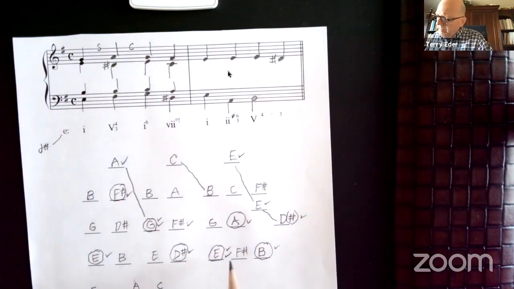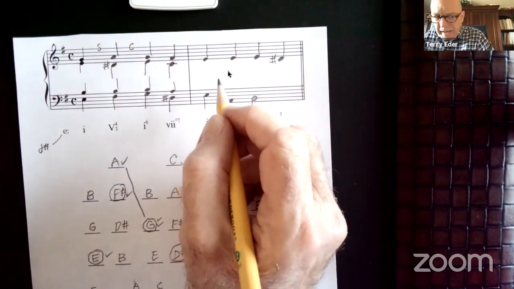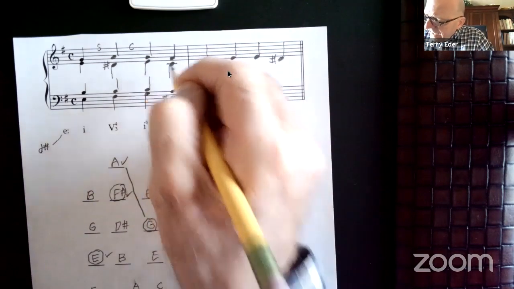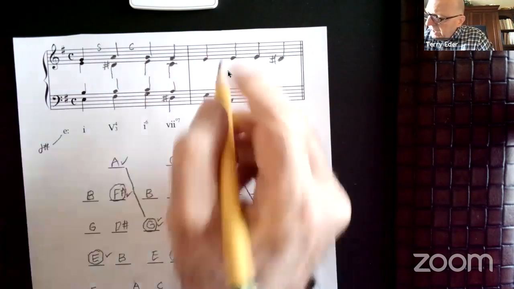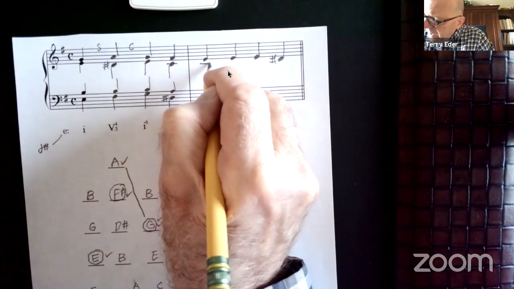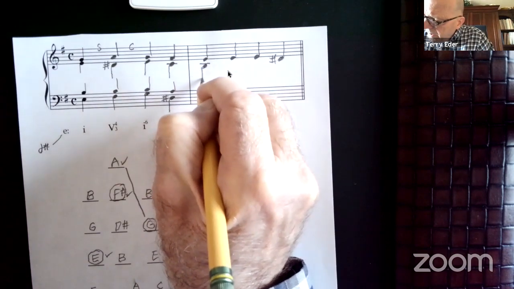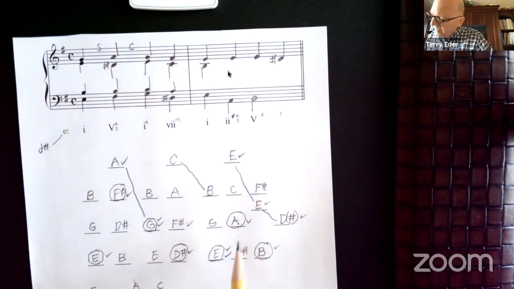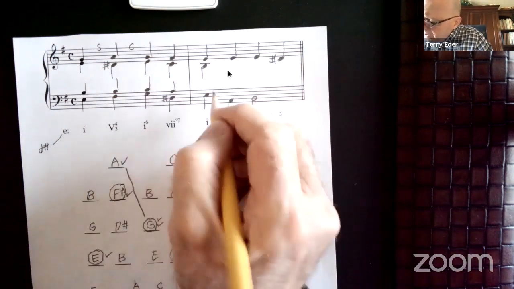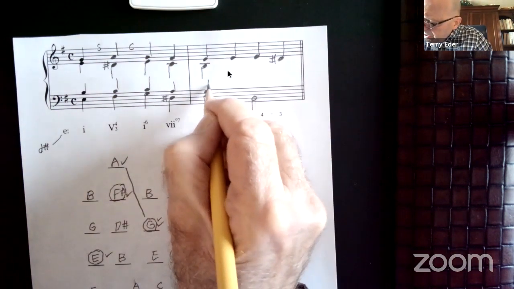Okay, and then we've used both these. We need a G and a B. So that C is the chordal seventh. It has to go to B in the next chord right there. And that means that the other note we need is a G. So the tenor is just going to step down to G.